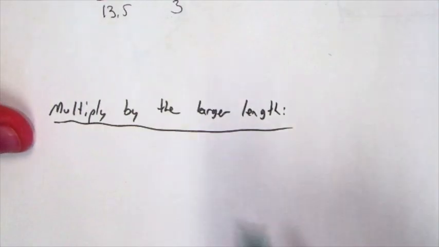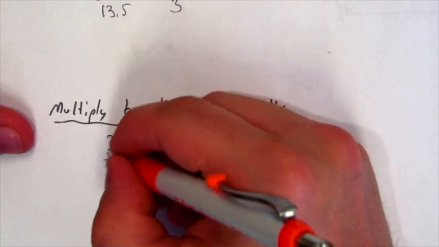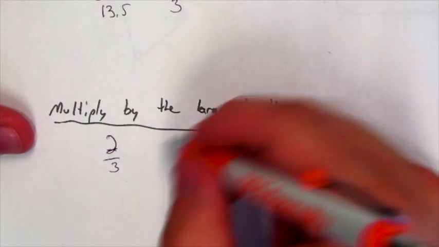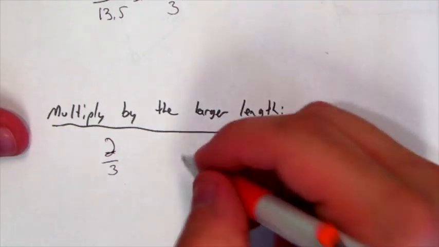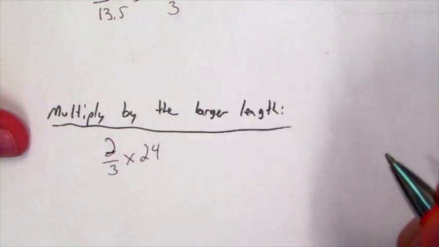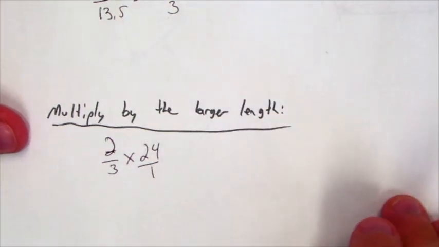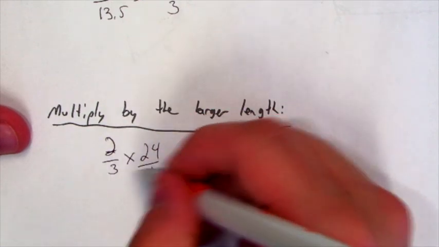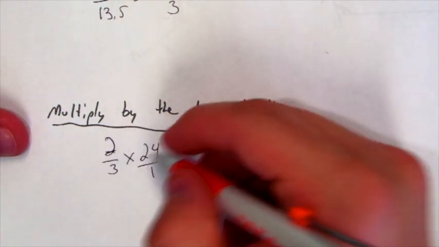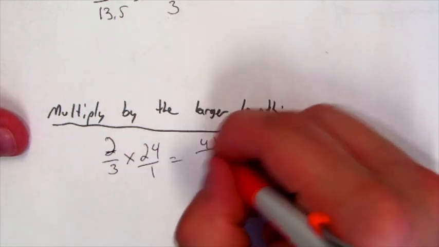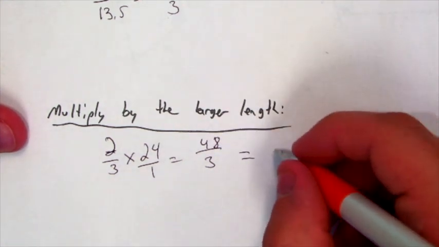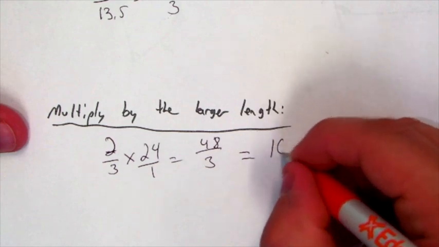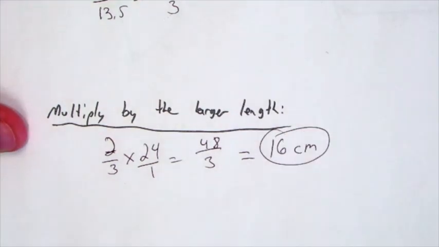Now, I'm going to use that to figure out the side of the larger, or the larger length. I'm going to use this and multiply by the larger length to find the side length of the smaller box. So I'm going to multiply by 24. When multiplying by fractions, I multiply numerators together and then denominators together and simplify. So 2 times 24 is 48. 3 times 1 is 3. If I simplify this, there's a common factor of 3, and I will get the side length of the smaller box to be 16 centimeters.